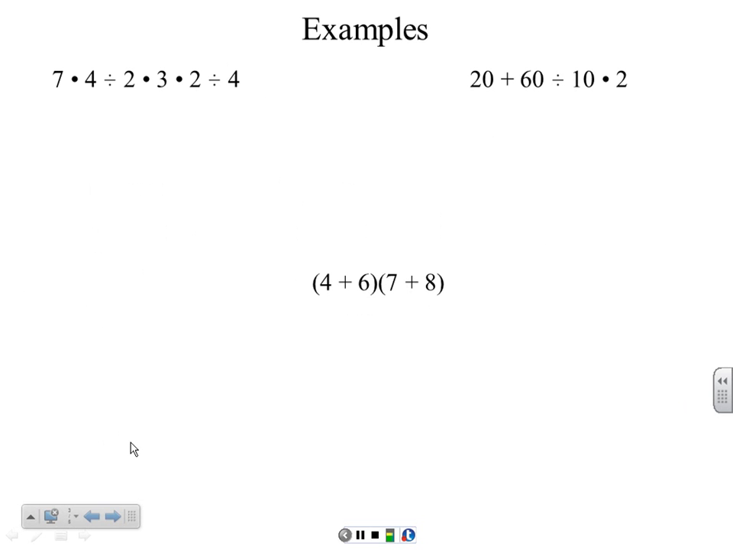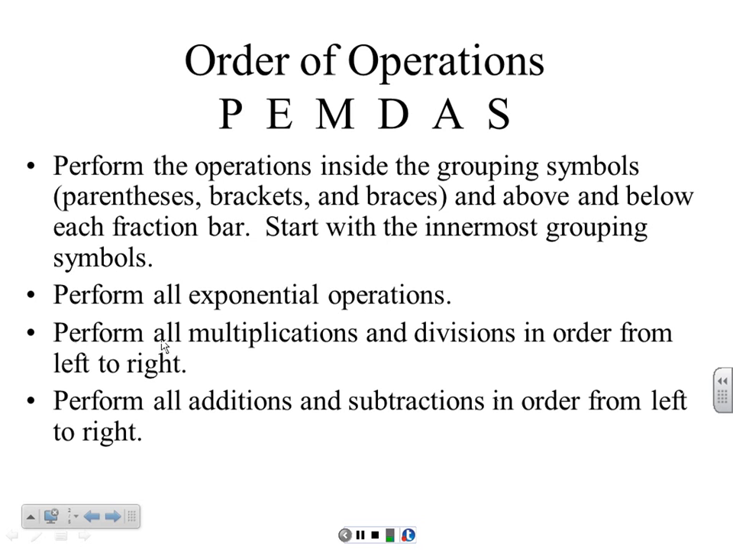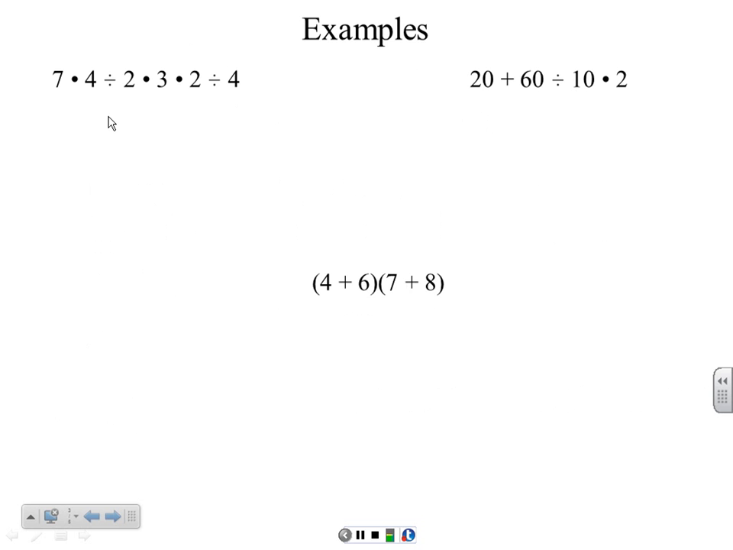So the first problem we see is 7 times 4 divided by 2 times 3 times 2 divided by 4. And in this problem you can see that there's nothing but division and multiplication symbols. Well, according to order of operation, I know that in PEMDAS, M comes before D, which means the multiplication symbol comes before the division, but you have to use the left to right rule. So when it says perform all multiplications and divisions in order from left to right, you're going to do everything that you see from left to right.